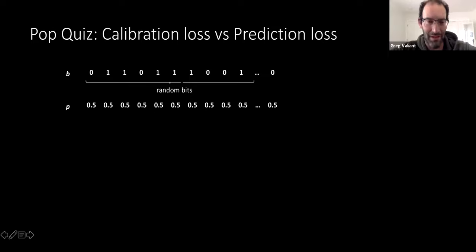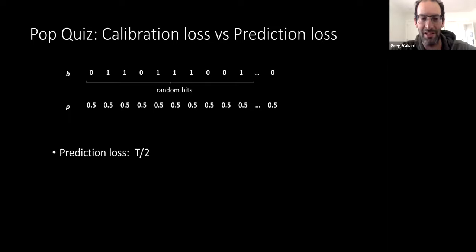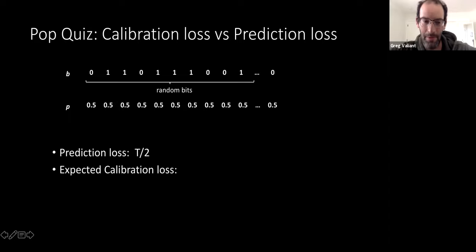Pop quiz. Suppose the true sequence of outcomes is just random coin flips, and suppose our predictions are such that every day we just predict 0.5. Our prediction loss will be exactly capital T over 2. What do we expect the calibration loss to be? Everybody get a guess in their mind.